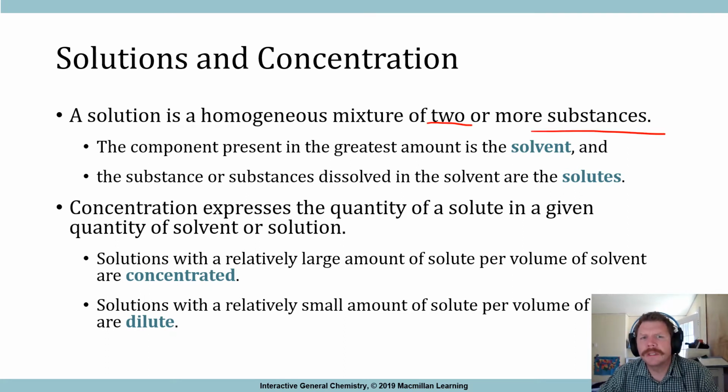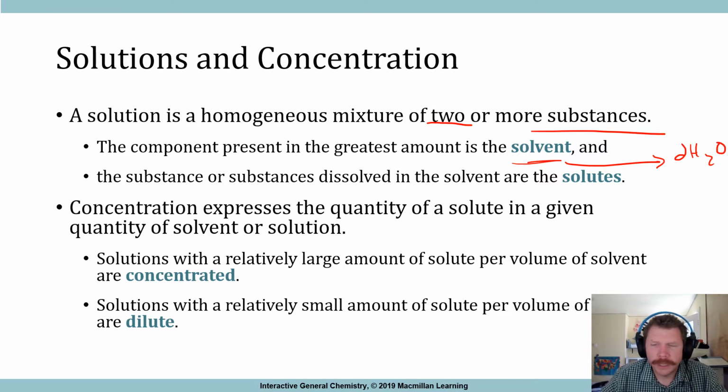The component present in the greatest amount is the solvent. Generally, we're going to see this as DH2O or deionized water. If you go on and take organic chemistry, you might have a different solvent like hexane or hexene or any number of different things. Substance or substances dissolved in that solvent are solutes. So these are the two things. Whenever we say two or more substances, we've got a solvent and a solute. There might be more solutes than solvents, though. There might be 3 different solutes or something like that.